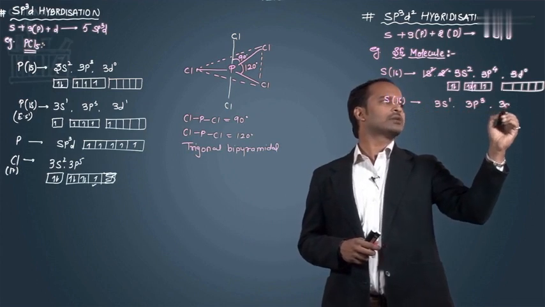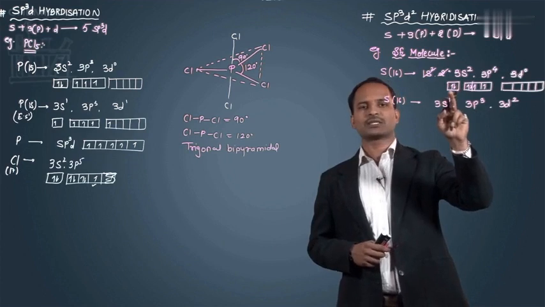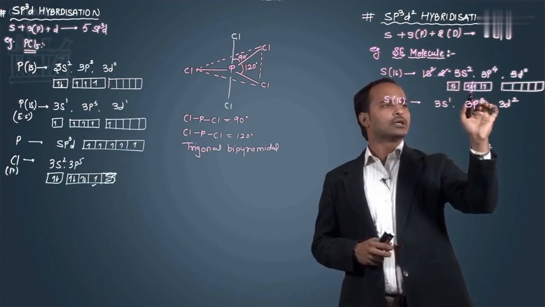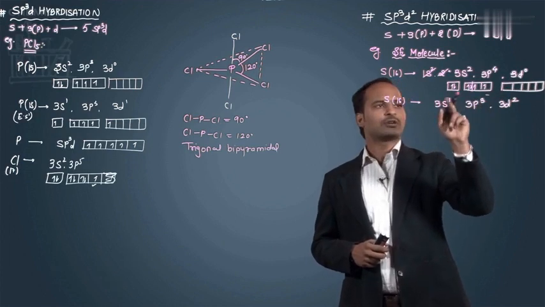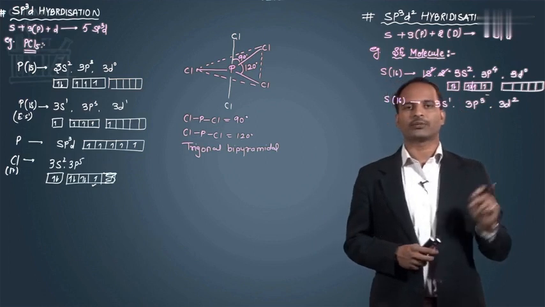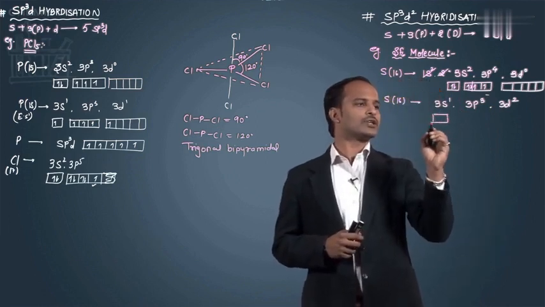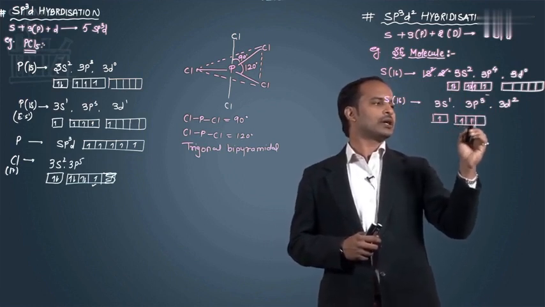In the excited state we will have the configuration 3s1, 3p3 and 3d2. The electrons from the s orbital as well as the p orbital both will jump, because if I jump only the electron from here, then only 4 half-filled orbitals will be obtained. So to get 6 half-filled orbitals, the electrons from the s orbital and the p orbital both will excite to the 3d orbital. So the new configuration after excitation is 3s1, 3p3 and 3d2.